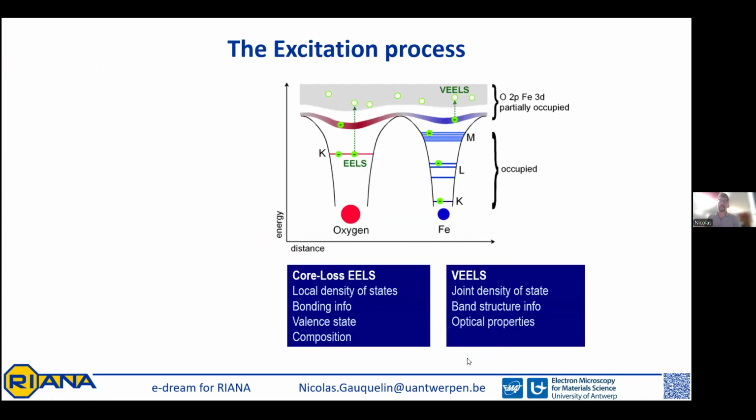So what is the excitation process? The excitation process can be twofold. So in valence EELS, you have a joint density of states and the bond structure information and optical properties because you are exciting valence electrons into the continuum. On the other hand, for core loss EELS, which is higher energy and more similar to XANES excitations, you excite core electrons into the continuum, and from that you get local density of states, bonding information, valence state, and composition.